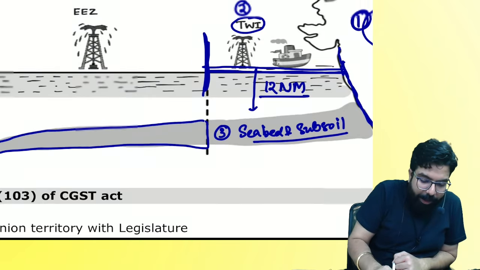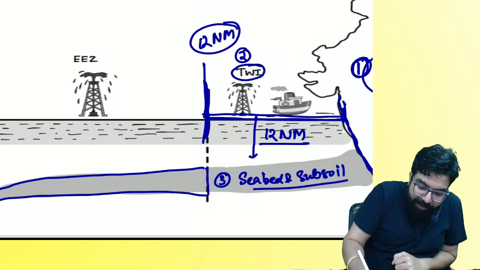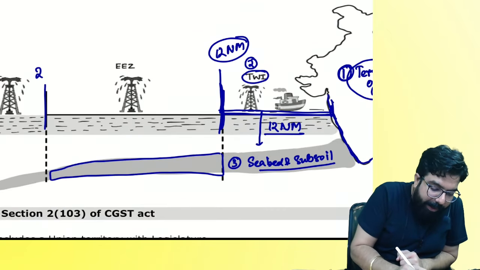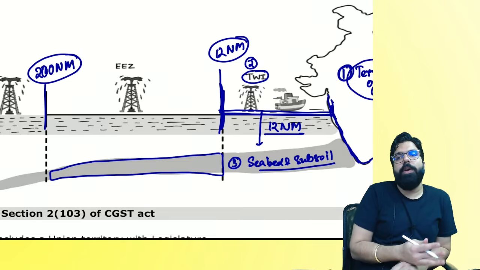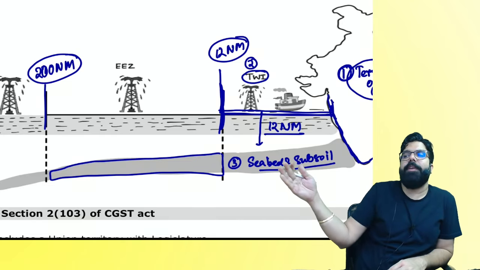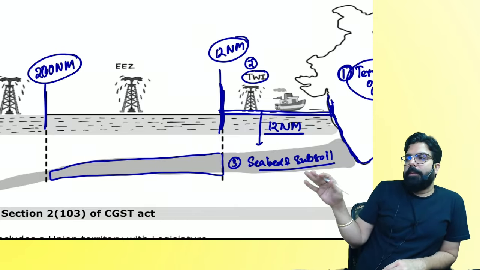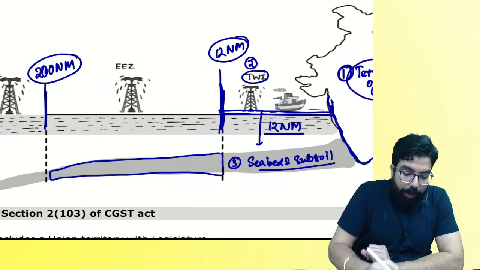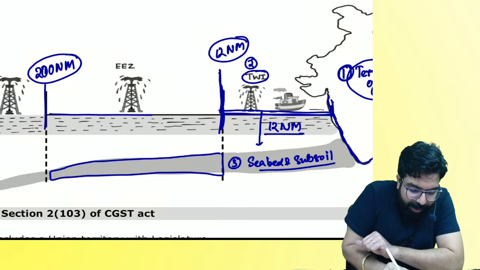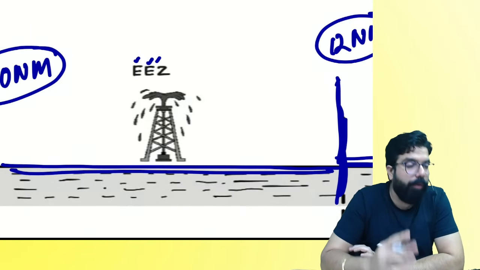This is how many nautical miles, everyone? If from the baseline you go up to 200 nautical miles. How many nautical miles, everyone? Now, sir, how much is 200 nautical miles in kilometers? 200 nautical miles into 1.853 kilometers. They will not ask you in the exam. Everyone listen now. This area is known as the exclusive economic zone.